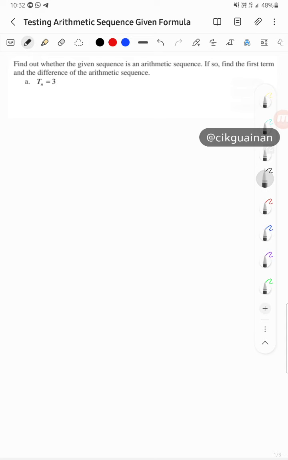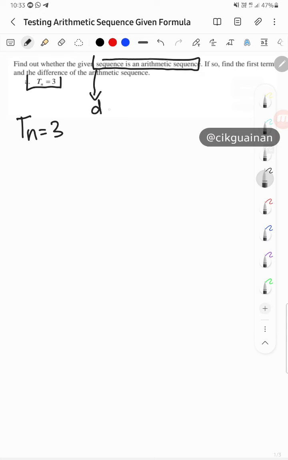In this video, I would like to share with you how to test for an arithmetic sequence from a given formula. From the first example over here, Tn equals 3. What we're going to do is find a common difference, because an arithmetic sequence must have a common difference d, and this d must be a constant. So let's find out from the given formula Tn.